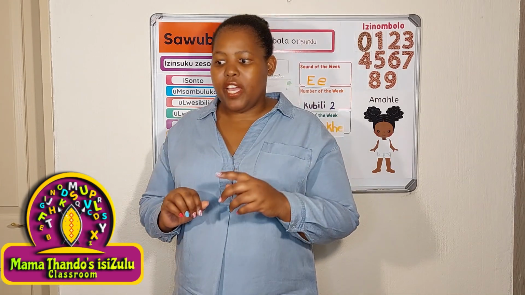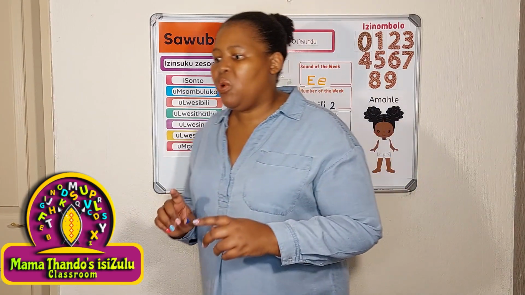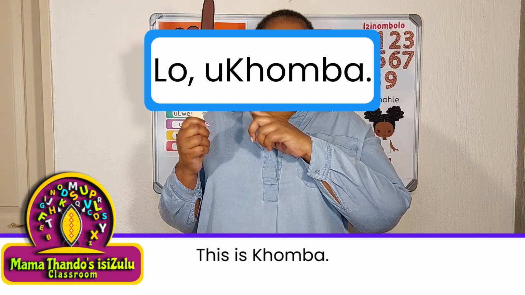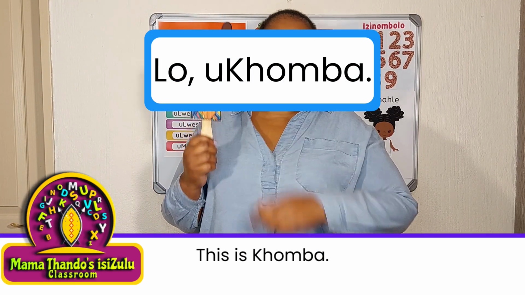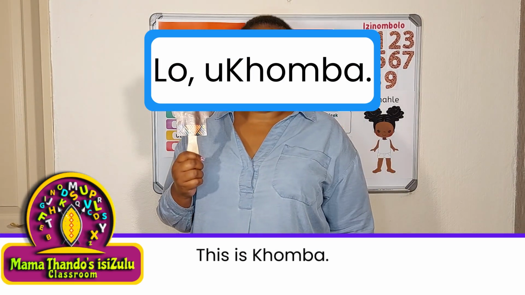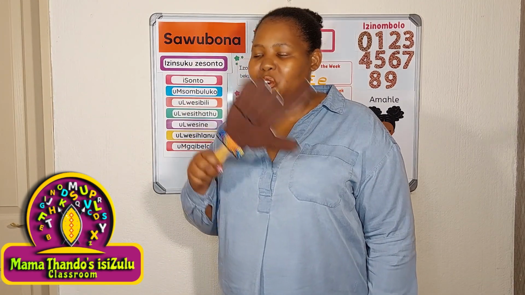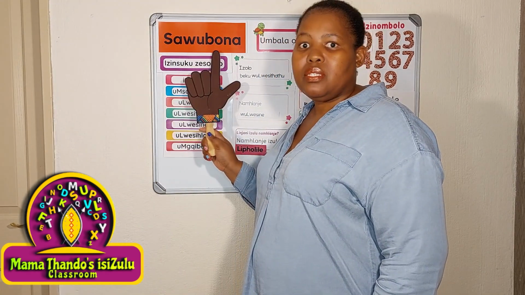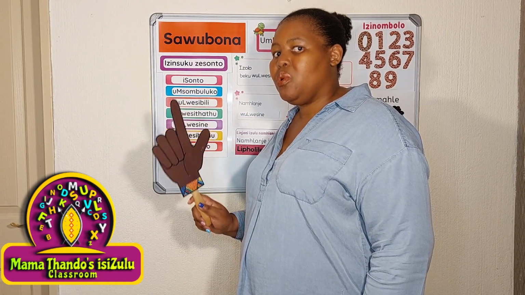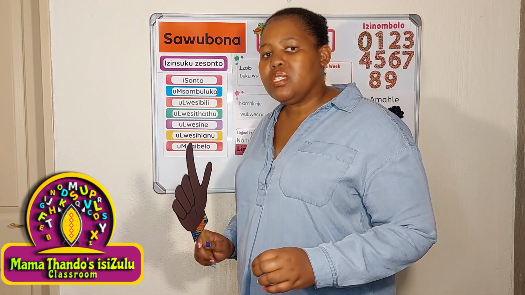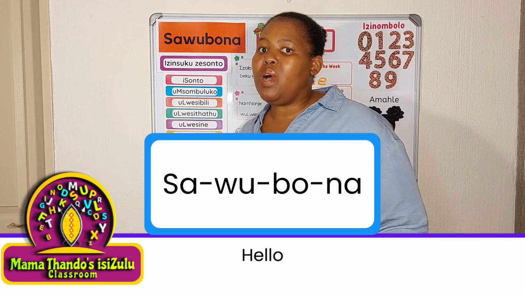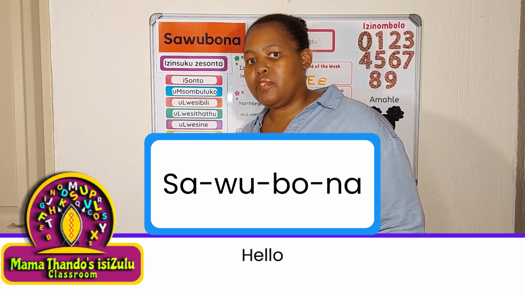I need my friend Komba. Komba wazala. This is Komba. Lo uKomba. It's my friend. He helps me to point at everything around the classroom. Now here is the word sawubona. Hello in isiZulu. I'm going to say each syllable and I'm going to ask you to repeat after me.